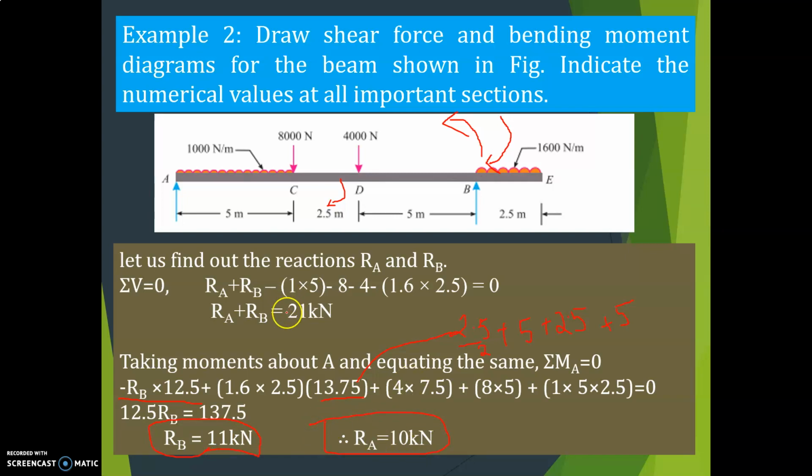Substitute in this equation, RA is equal to 21 minus RB, that is 21 minus 11 is equal to 10 kilonewton. So this is the first step. If you go wrong here, you don't get even a single mark out of 20. So first step, you have to find the reactions properly. Sign convention, just remember: upward positive, downward negative, clockwise positive, anti-clockwise negative.